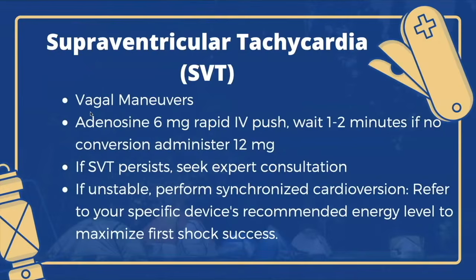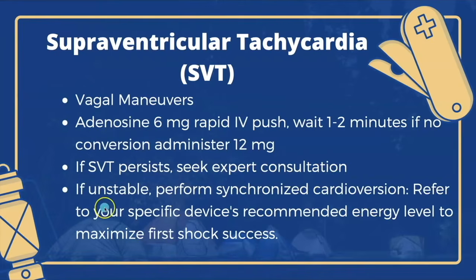The way I remember this, I just remember that 6 plus 6 equals 12. It's just the number doubles. That's how I remember adenosine. You just double the number. So 6. If no conversion, then you administer 12. If SVT persists, you want to seek expert consultation.